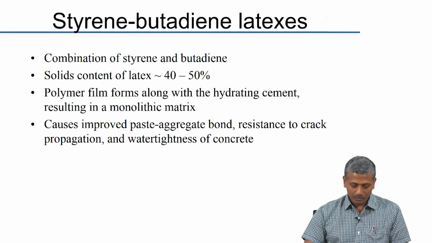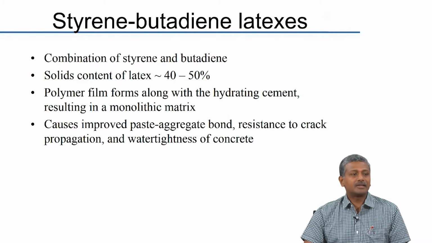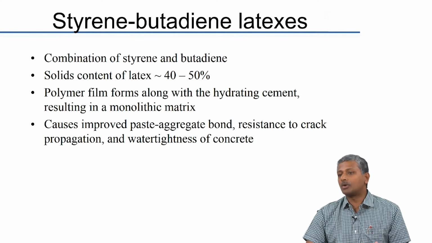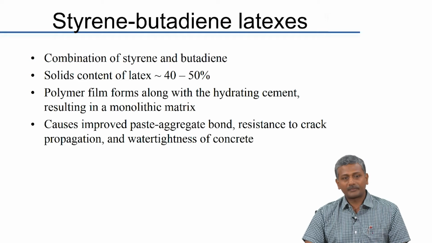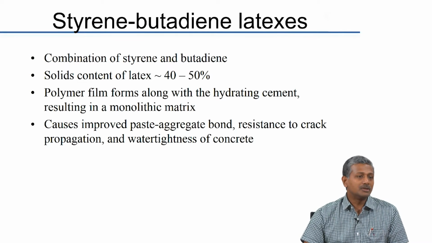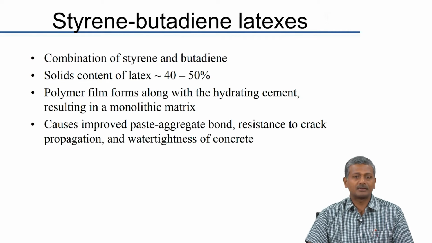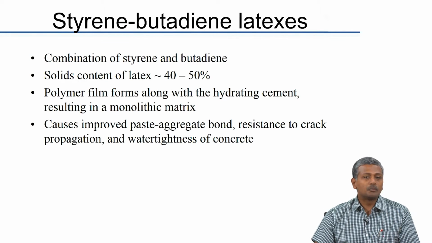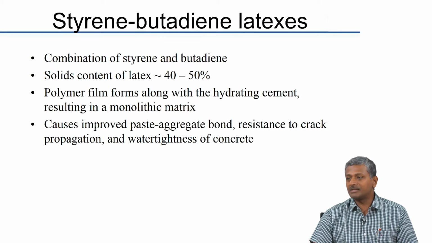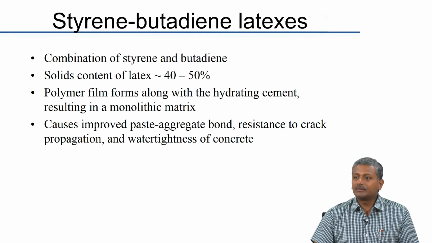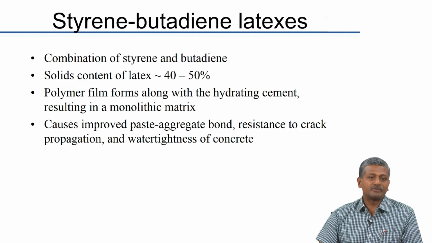Now, one common ingredient that is used as an admixture, especially in repair mortars, is latex. Latex is essentially a suspension of styrene-butadiene in water. Styrene-butadiene is nothing but rubber. These are types of rubber, and you prepare a suspension or an emulsion of these in water, and typically these have about 40 to 50% solids.